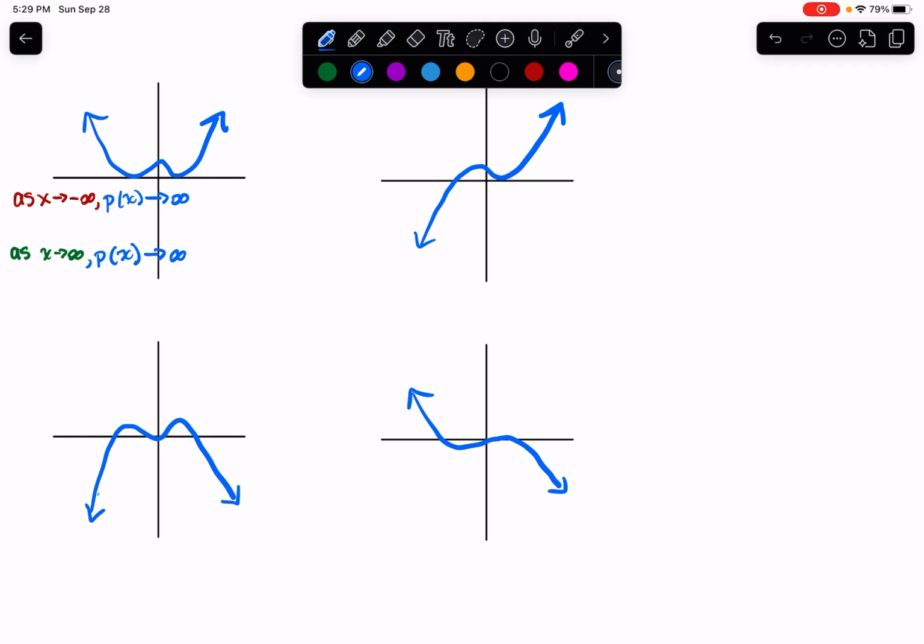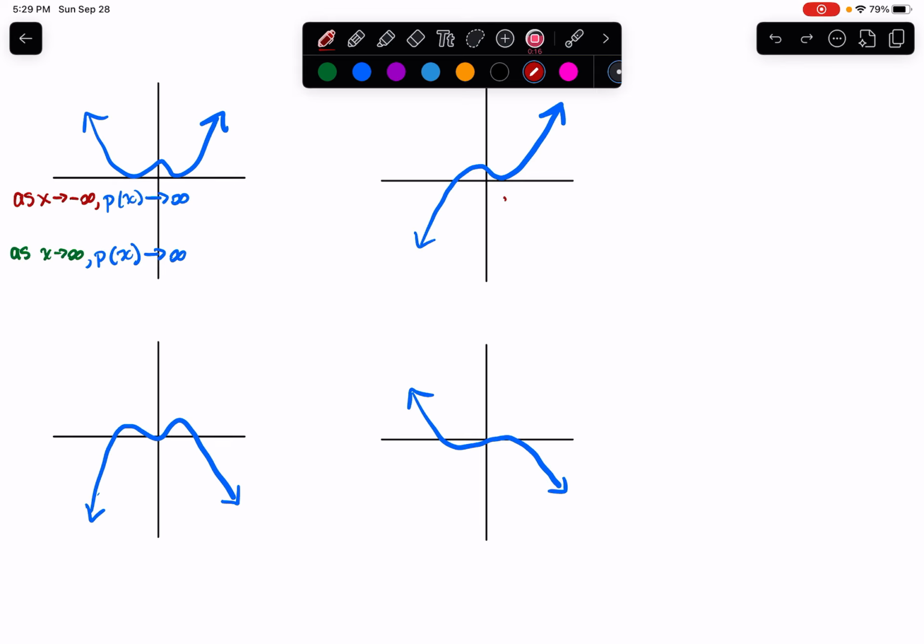So as x approaches negative infinity, p of x is going to positive infinity, and as x approaches positive infinity, p of x is also going to positive infinity.